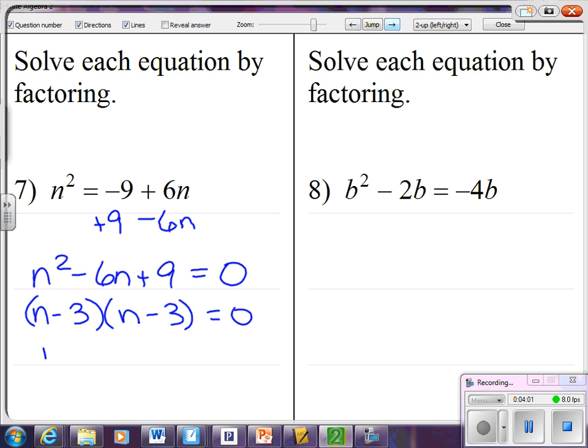What's going to happen, though, when you set each of these equal to 0? They're both just going to be 3, right? So what does that tell you about the x-axis? You just said it. It only crosses it once, right? Awesome.